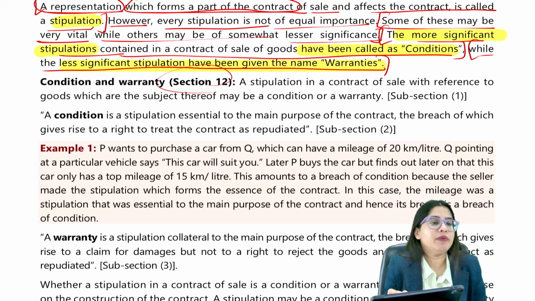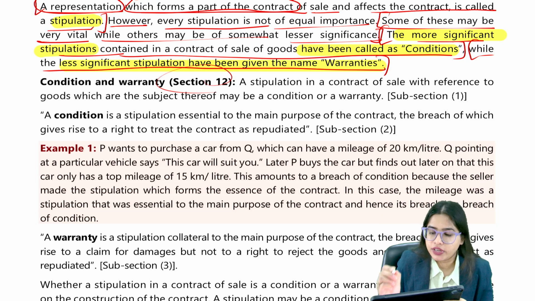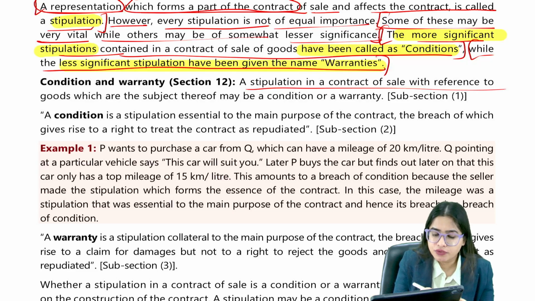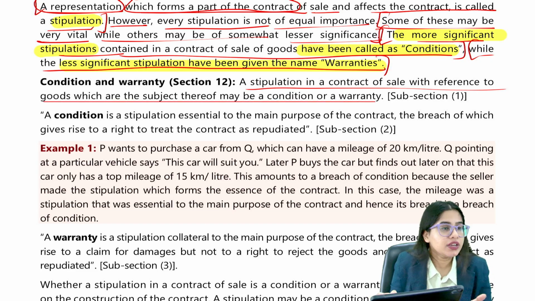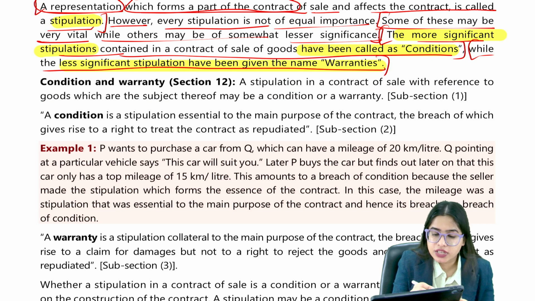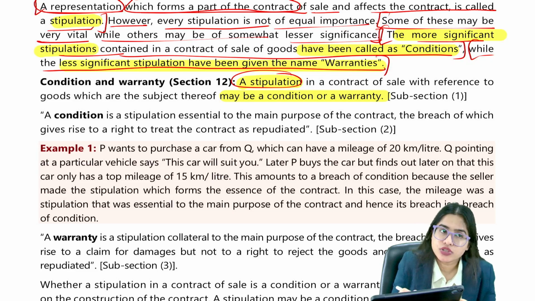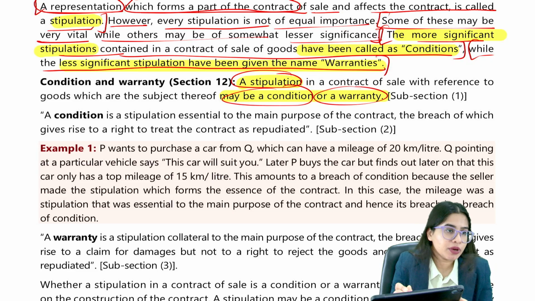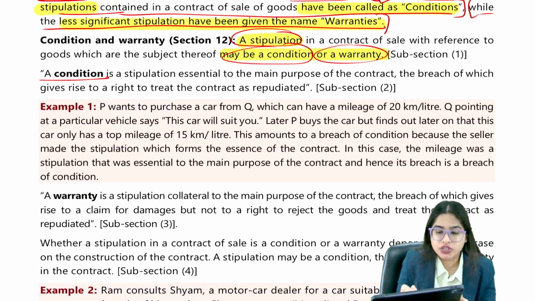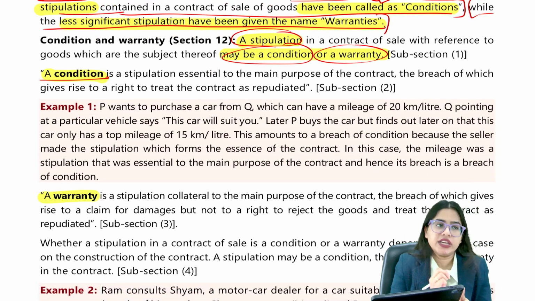Now Section 12. Section 12 talks about condition and warranty. Same thing is given. Section 12 says that a stipulation in a contract with reference to the subject matter may be a condition or a warranty. So a stipulation is of two types: it may be a condition or it may be a warranty. Definitions of condition and warranty are given.